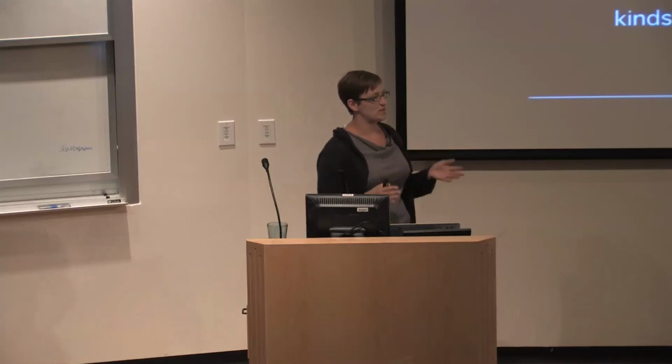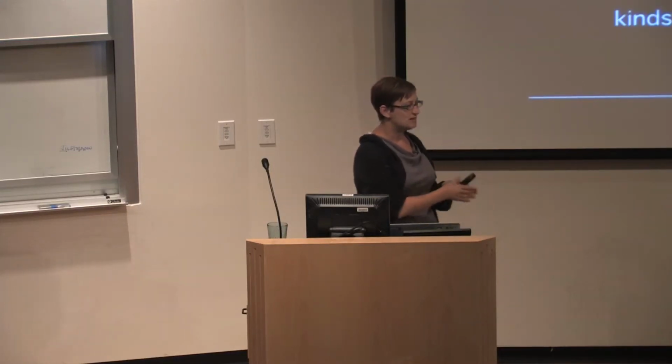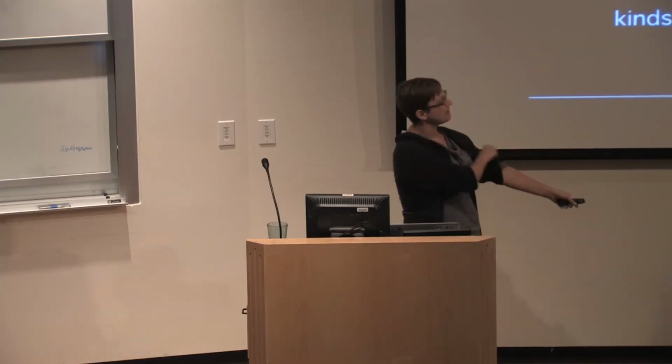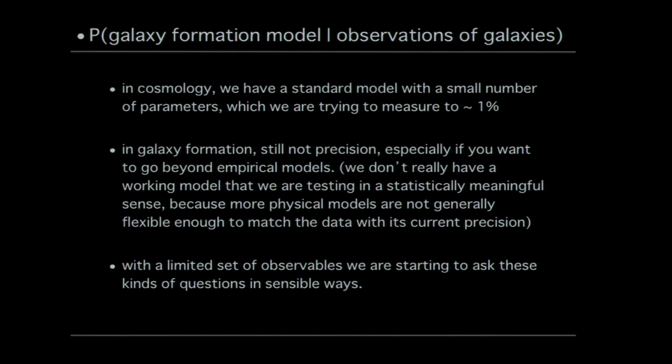Essentially, all galaxy formation models have parameters. That's true even of hydro simulations, where there are a bunch of empirical recipes that are put in. It's certainly true of semi-analytic models, which are the most physical models that one can really rapidly explore. But this is a challenging thing because we don't really have a working model that matches the data. So it's not like you are properly exploring parameter space. I think this is a big challenge. But I think with a limited set of observables, we're starting to ask these questions in sensible ways.